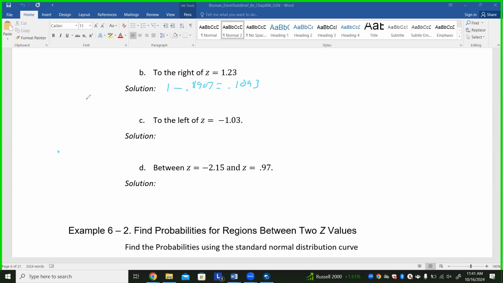We'll continue this discussion tomorrow. Hopefully I'll have a little bit more energy to move around. And then we'll do 6-2 applications of this.